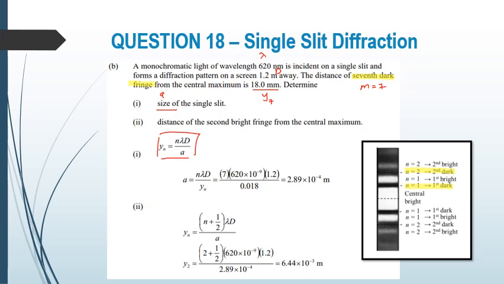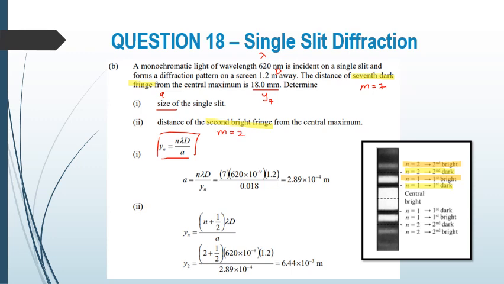Question 2, the distance of the second bright fringe. Now you are looking at the second bright fringe. So what is the number of order? Once again, let's look at the diagram on the right hand side. When it comes to single slit diffraction, the number of fringes is basically the same as the number of order. First bright is first order, m equals 1. Second bright, m equals 2. Therefore, for this question, second bright, m is also equal to 2.